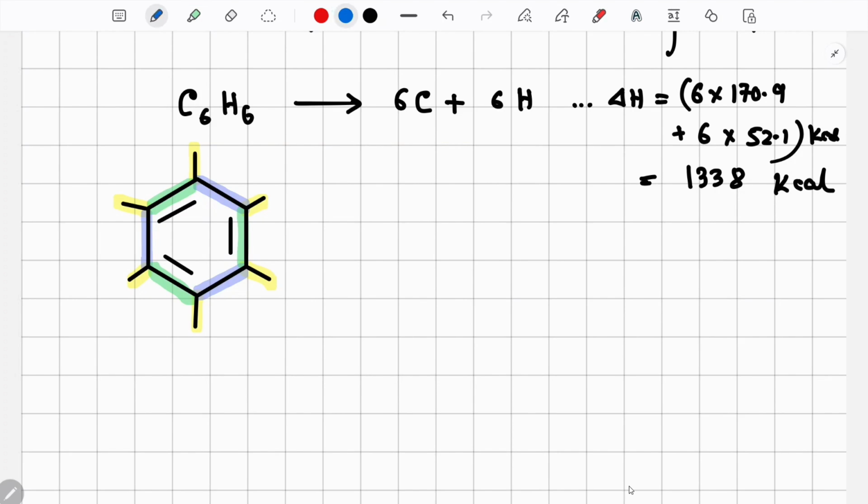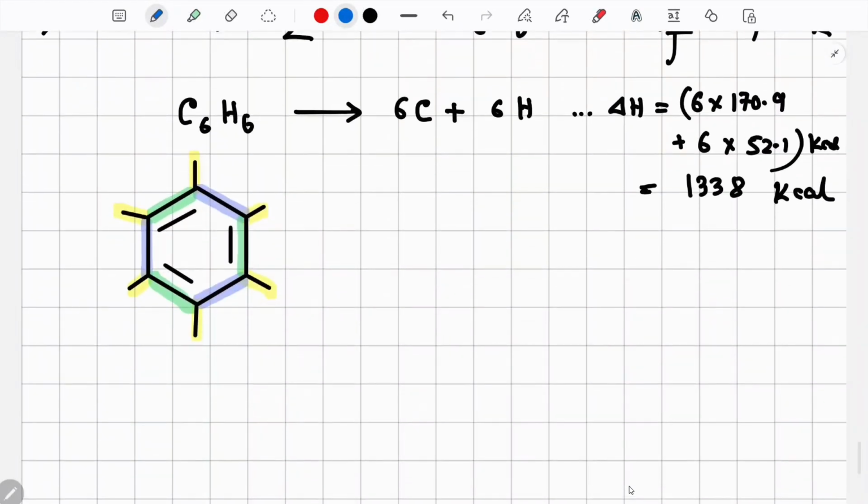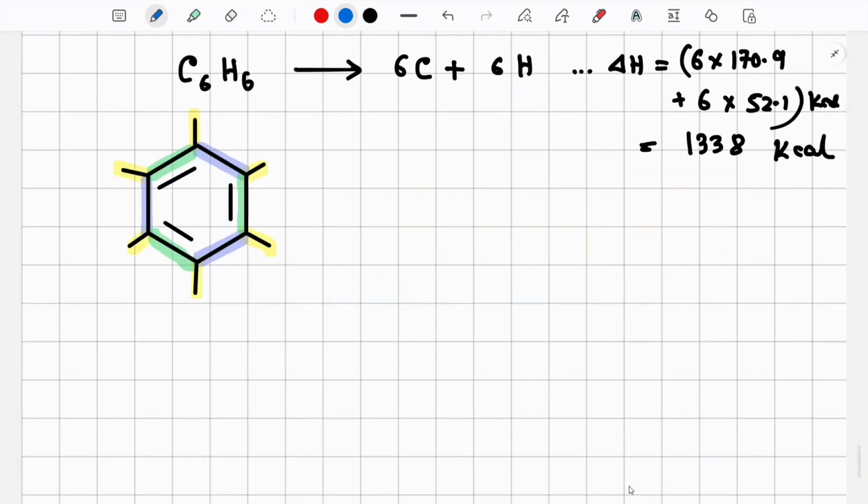So if you calculate, then it will be the bond energies. This is given here. These bond energies mean that when you formulate from this carbon carbon C single bond C, you have to break it. How much energy will be released? That is the bond energy. I am getting 1512 for the total.